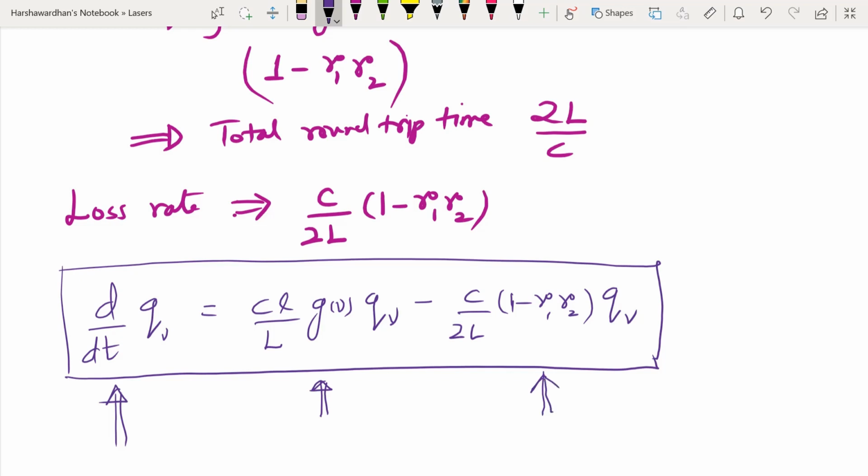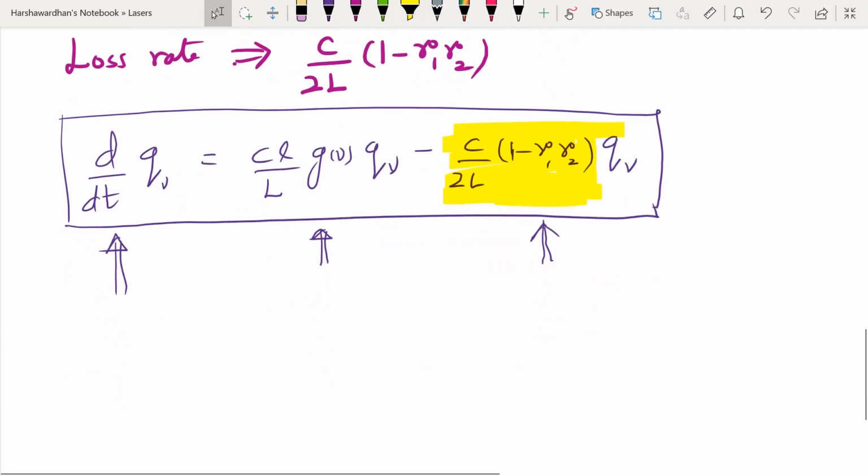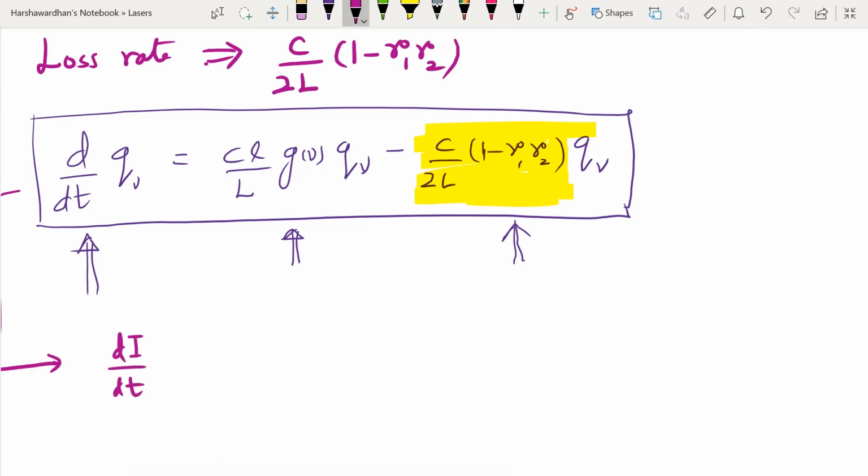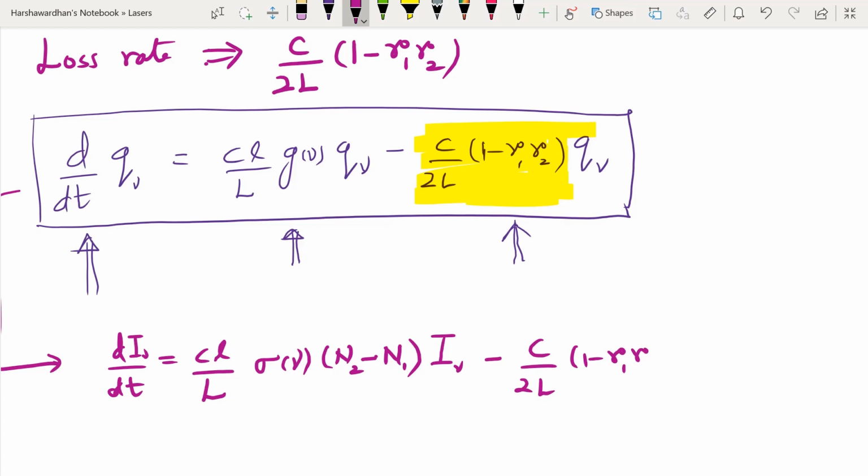Now, if you recall, the second term that we get is exactly identical to the situation that we arrived at through the discussion of threshold in the previous lecture. Indeed, I can rewrite this equation, for example for the intensity. The governing equation will be dI/dt, where I stands for the total intensity, including the positive and the negative traveling paths. Here I'm expanding g of nu: g of nu is sigma of nu times (N2 minus N1), with the subscript nu to indicate that we are in the narrow band regime, and the second loss term is c by 2L, 1 minus R1 R2 times I_nu. So this is essentially the rate equation for the field.